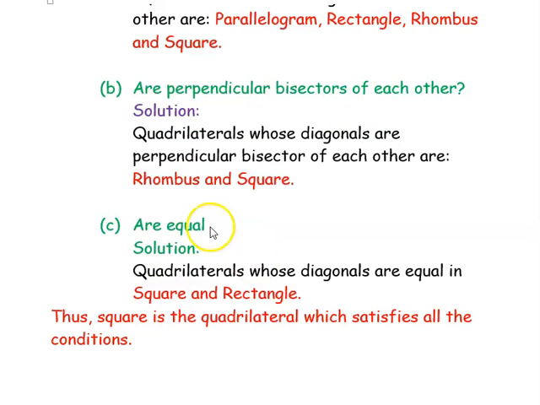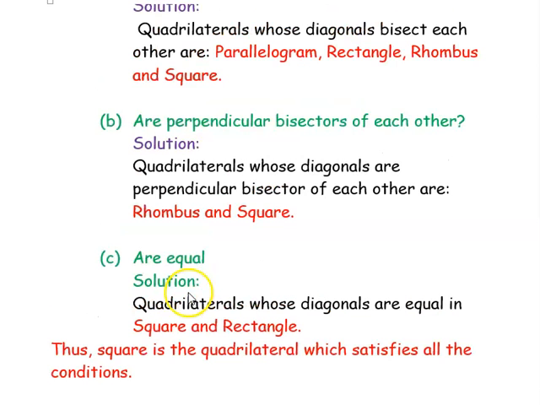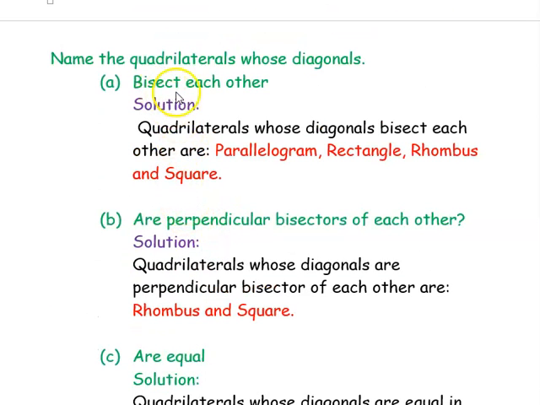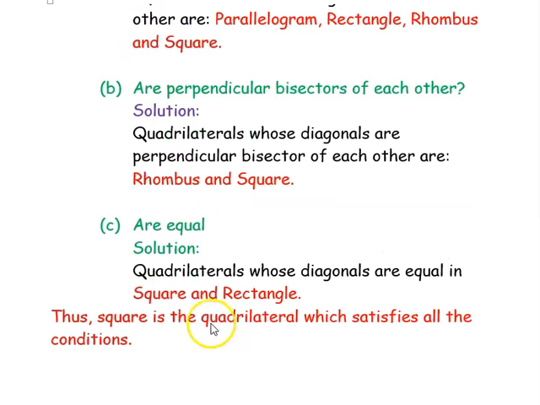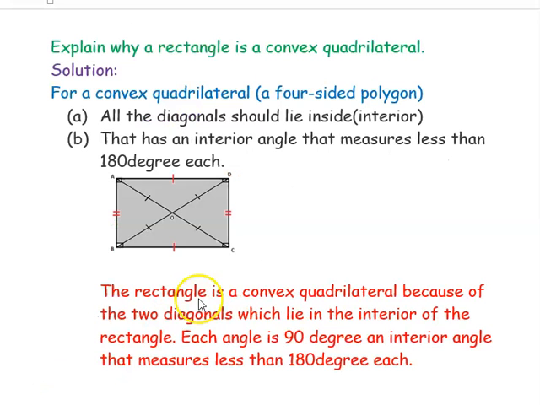Next, name the quadrilaterals whose diagonals are equal. The quadrilaterals whose diagonals are equal are the square and the rectangle. Both the diagonals are equal in length. It's only for the square and the rectangle. Thus we can say that a square is the only quadrilateral which satisfies all these conditions. Only for a square do the diagonals bisect each other, are perpendicular bisectors, that is, meet at 90-degree angles, and are both equal. So a square is the quadrilateral which satisfies all three conditions.